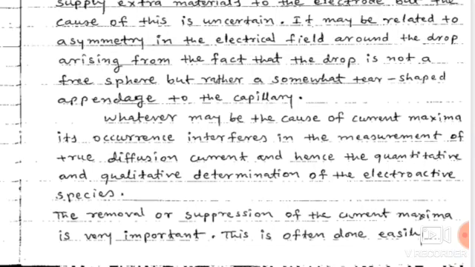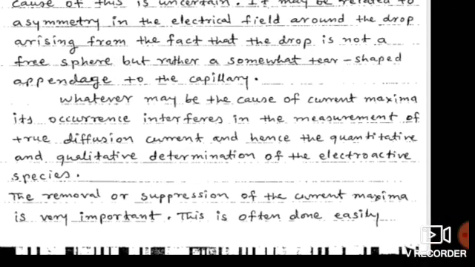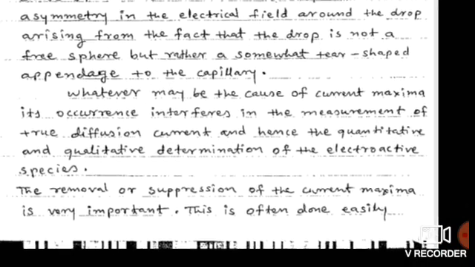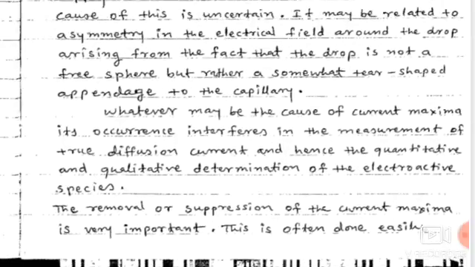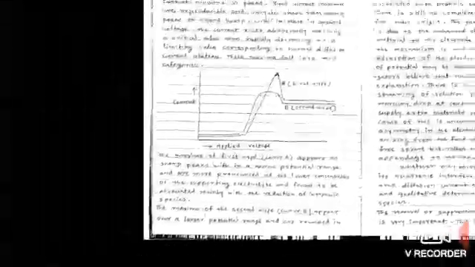So whatever may be the cause of the current maximum occurrence, it interferes in the measurement of the diffusion current and the quantitative and qualitative determination of the electroactive species. So the removal or suppression of the current maxima is very important.